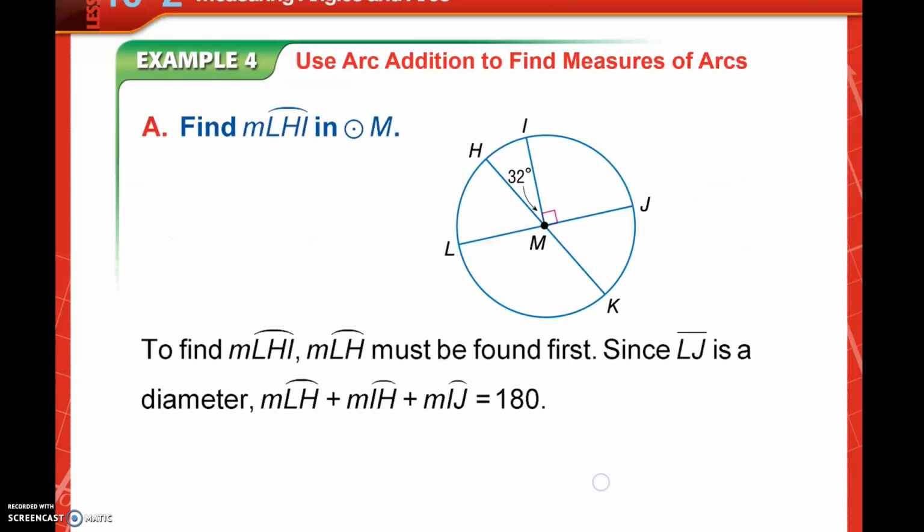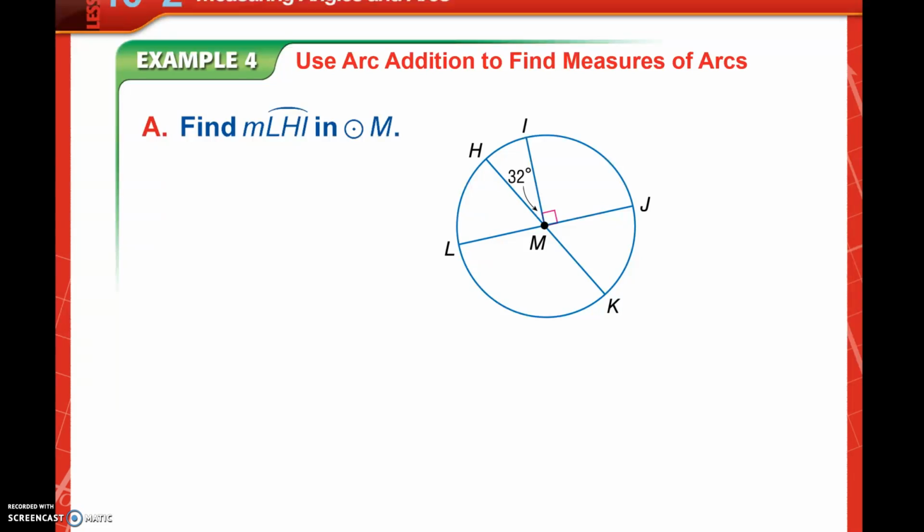We can add arcs together. So if I wanted to find the measure of LHI, I see that this is 90, so this has to be 90. So it'd be 90 degrees.